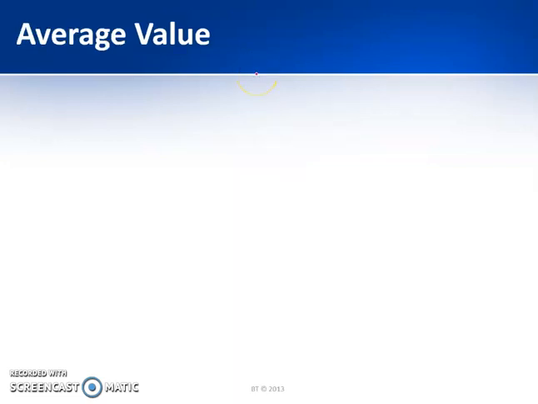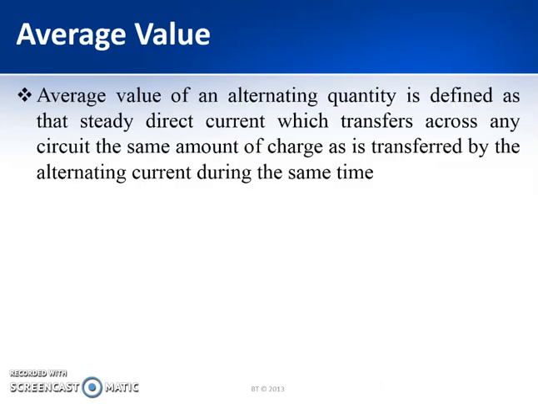Now we are going to discuss the average value. The average value of an alternating quantity can be defined as the steady direct current, that is the DC current, which will transfer across any circuit the same amount of charge. So here we are dealing with the charge as it is transferred by an alternating current during the same period of time. The average value is defined as the steady direct current which transfers across the same circuit the same amount of charge as is transferred by an alternating current during the same time.